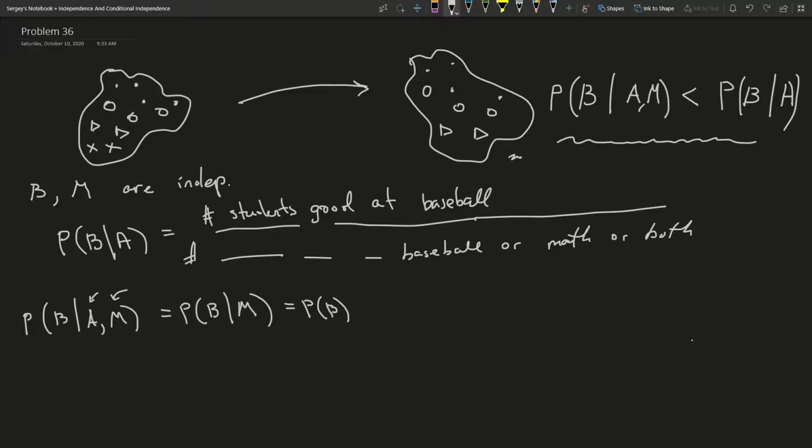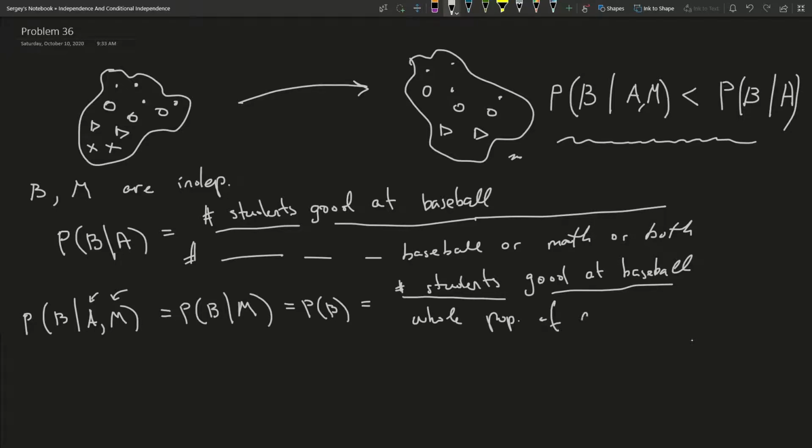Now what is the probability of B? The probability of B is the proportion of students who are good at baseball over the whole population of applicants. Now, the size of the population of applicants is larger than the size of the population who are good at baseball or math or both.